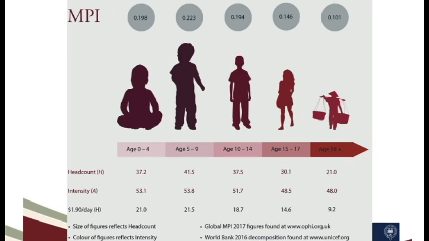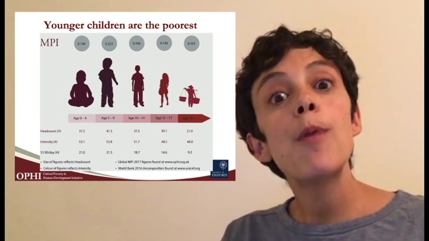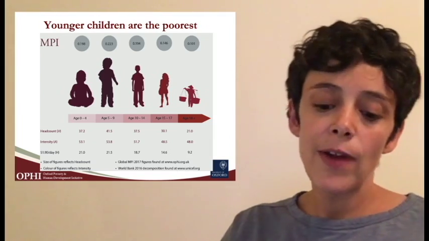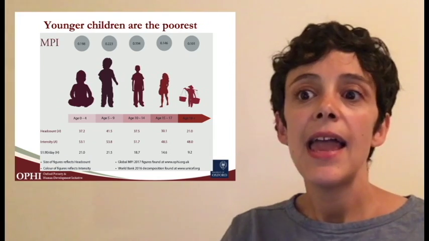Finally, we disaggregate the global MPI by different children age groups. And what we found is that young children younger than 10 years old are the poorest group according to the MPI. This implies a need for policy action to fight deprivations that set in very early in childhood and may affect them through all their lives.